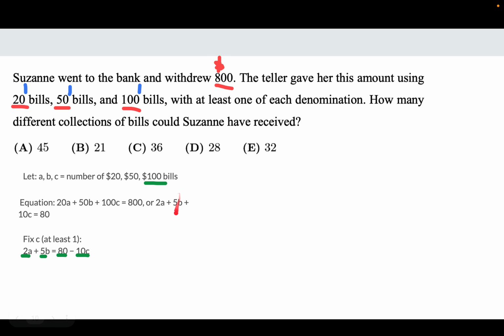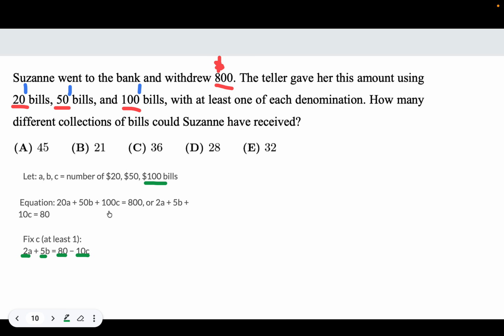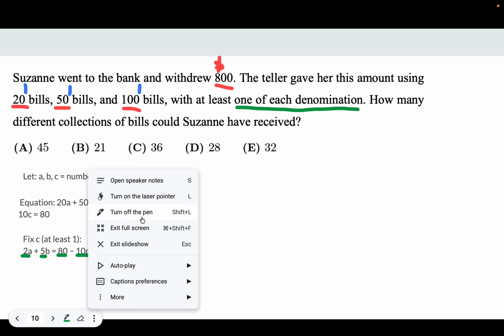Since we need at least one bill, C has to start at 1. Also, C can't be too large because the $100 bills alone can't exceed 800, so C goes from 1 to 7. And why is that? Because as said here, we need at least one of each denomination, so we can't exceed that. And therefore, C goes from 1 to 7.